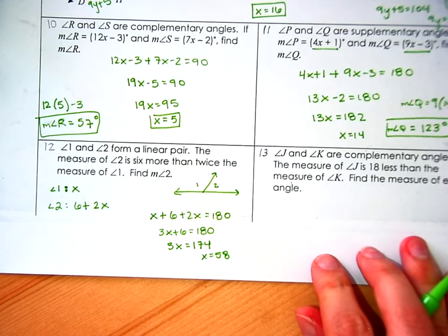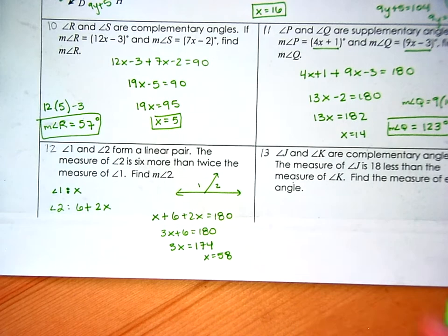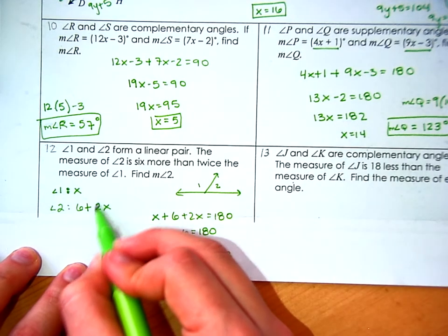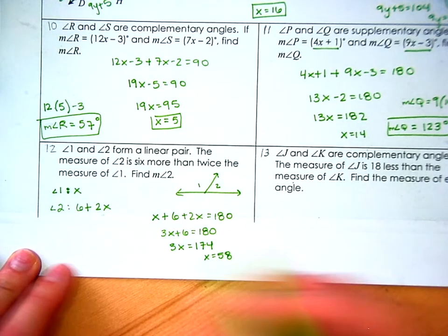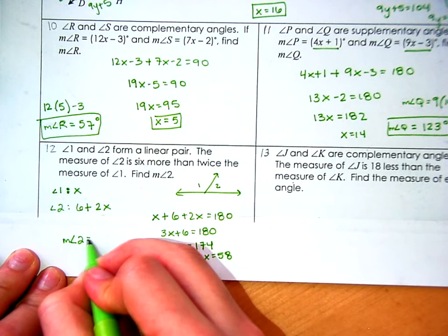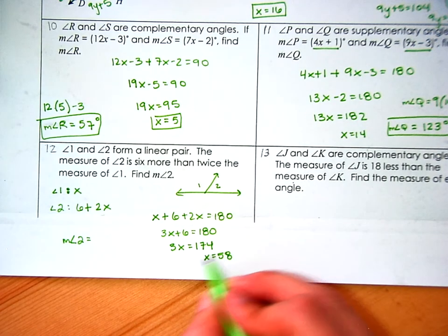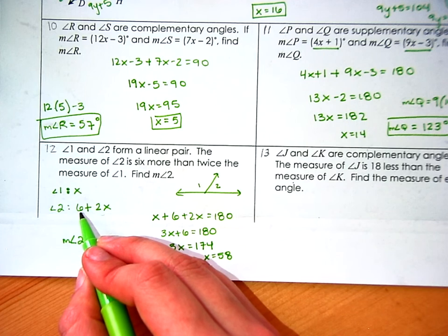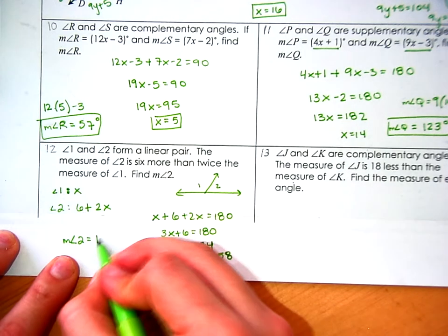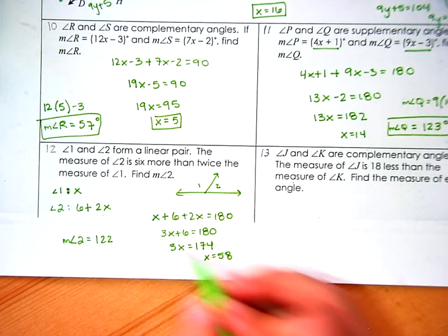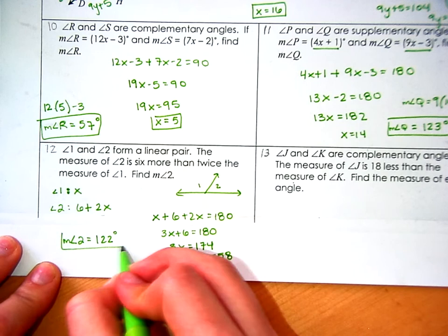We're not done. We want the measure of angle 2. So we're going to take this and multiply it by 2 and add 6. So the measure of angle 2 is 58 times 2. And then we're going to add 6. So that gives me 122. And those are degrees.